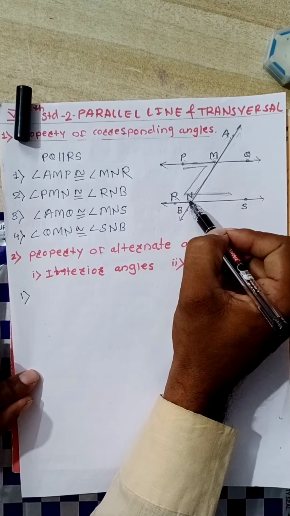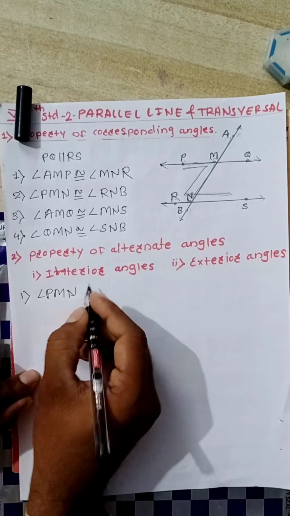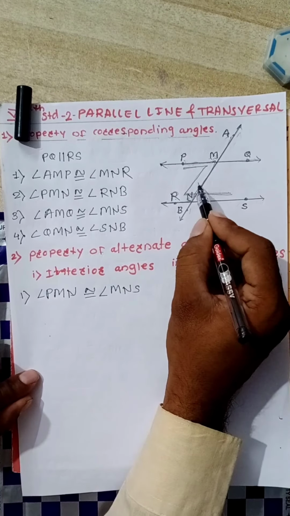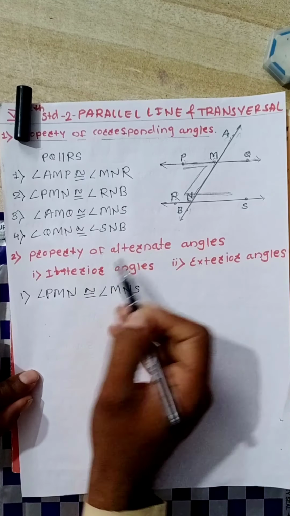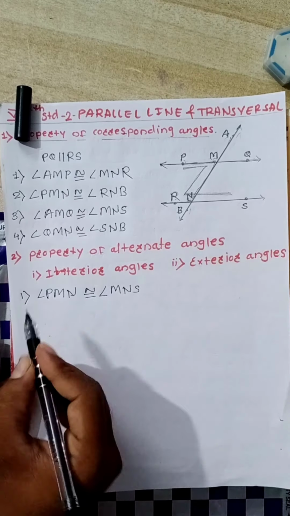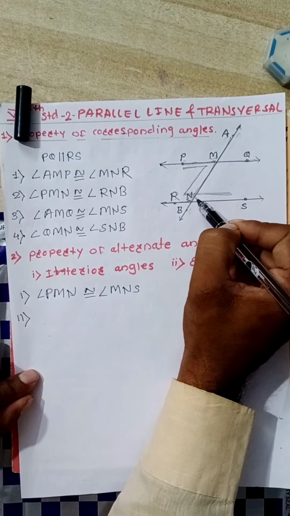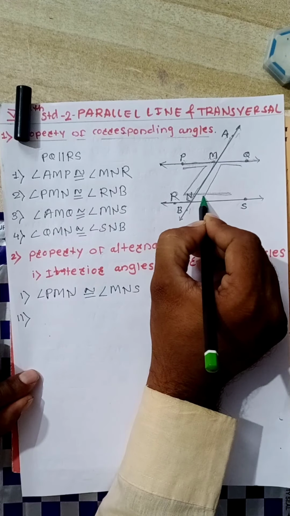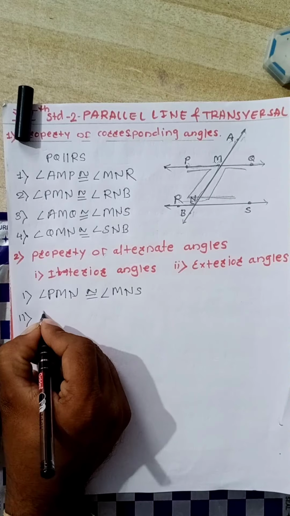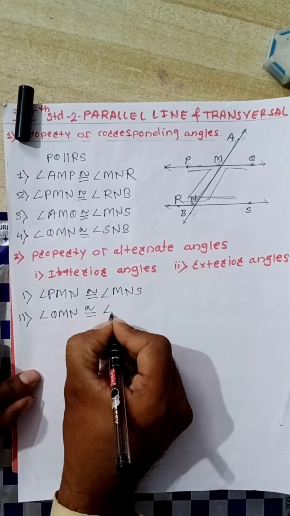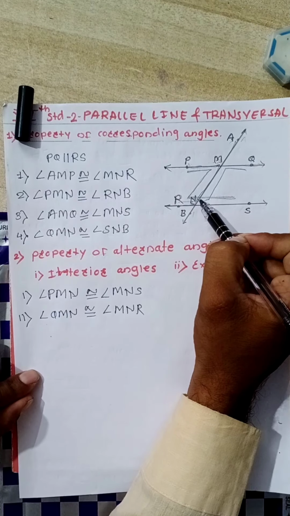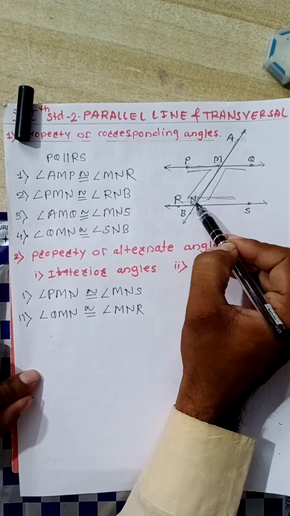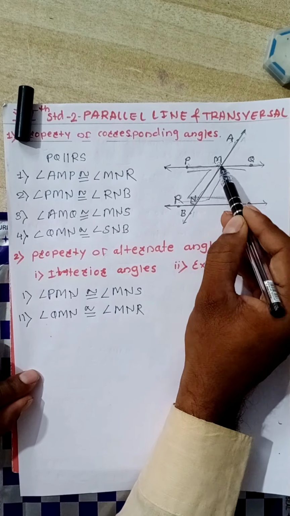First, angle PMN is congruent to angle MNS. So the shape of Z is the interior alternate angles, the Z shape, okay. Second, QMN, meaning QMN and it goes toward R, meaning angle QMN is congruent to angle MNR. So the Z shape gives PMN and MNS, second QMN and MNR.